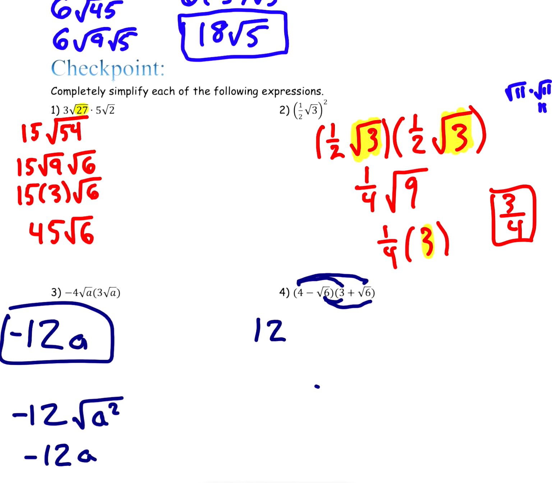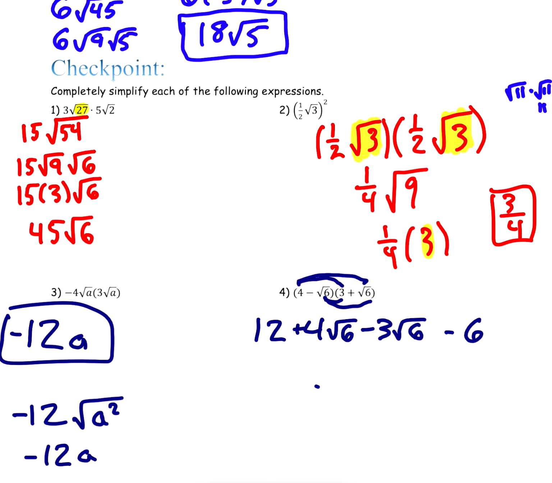4 times rad 6 would just be 4 rad 6, minus, or negative rad 6 times 3 would be minus 3 rad 6. And then negative rad 6 times rad 6 would be minus 6, or you could do radical 36, which you would get 6 anyways.